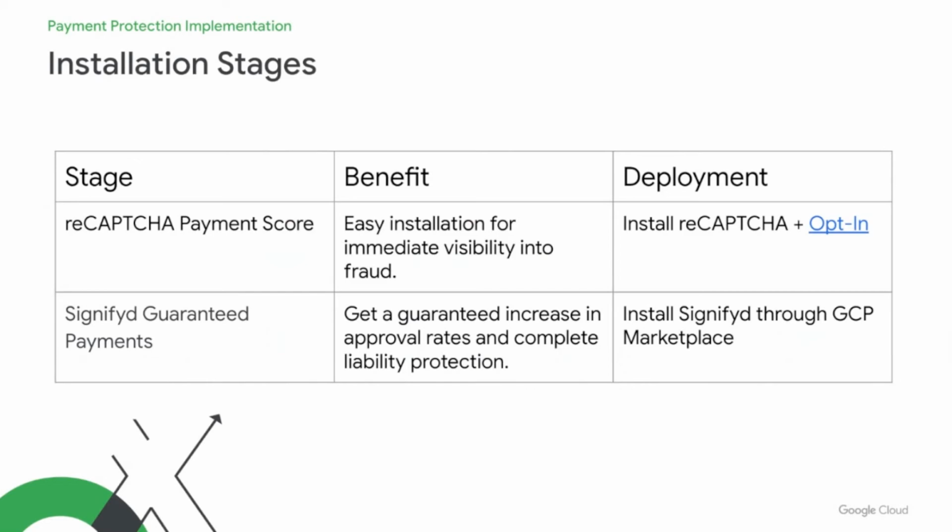The add-on element that gives you peace of mind and complete comfort on top of that is Signified Guaranteed Payments, where you get a guaranteed approval rate increase, where we analyze your business and look at where you are today in terms of conversion and offer an increase in that conversion, while also completely taking away the liability of chargebacks from you. So you don't have to fight or dispute or manage any of that, and you get completely paid back. And to do that is a fairly simple process as well. You have to install the Signified app, and that is available today through the GCP marketplace.